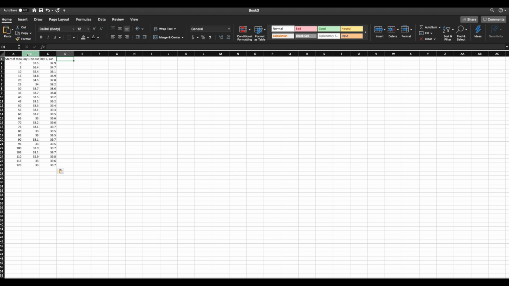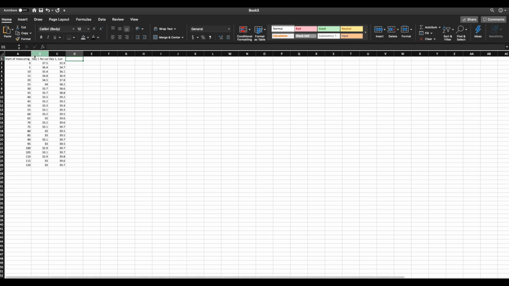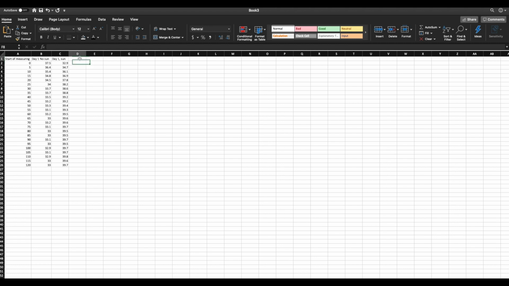So yeah, we have the data. We got the start of the measuring, day 1 with no sun and day 1 with sun data. So remember the part that I talked about where you have to find the average value to find the best fit for the steady state data. That could be very easily figured out. So the mean value could be easily figured out using the average formula in Excel.